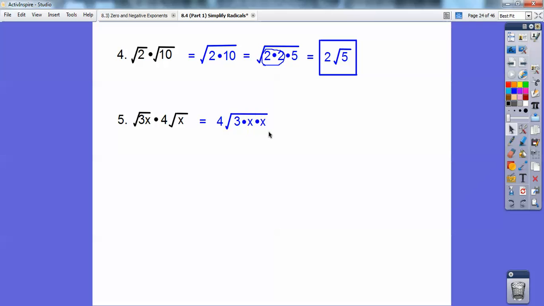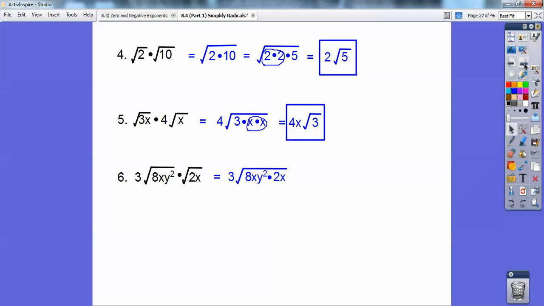And then these two x's are going to come out as 1x on the outside, and your 3 is left on the inside. Okay, how about this one? Okay, the 3 stays out. I'm going to go ahead and put the inside numbers together.